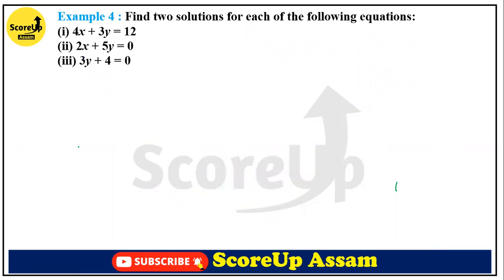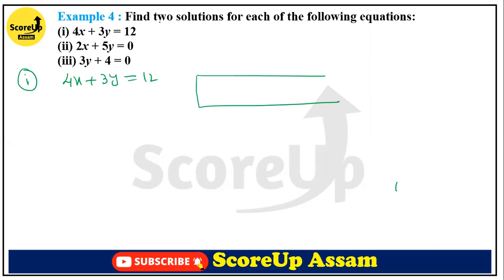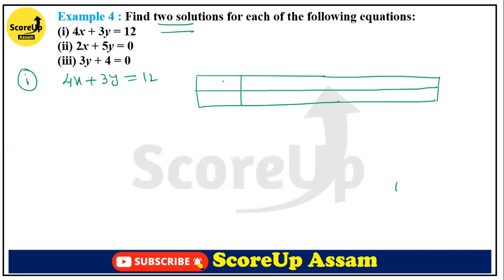This is example number 4. Find 2 solutions for each of the following equations. So here, how shall we find? Make a table like this. 4x plus 3y is equal to 12. We are told to find 2 solutions, right? So this is our x, this is y.